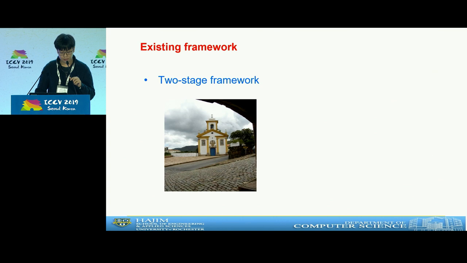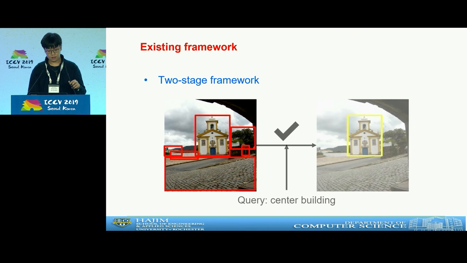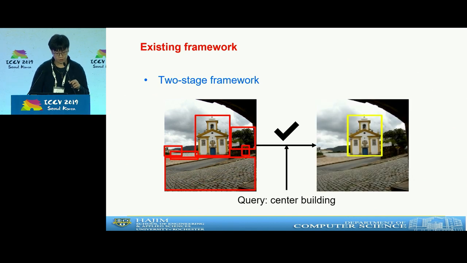Despite the differences in subtasks and the detailed module designs, most previous studies followed the same propose-and-rank two-stage framework. In the first stage, a number of possible candidate regions are generated. Proposals are usually generated purely based on objectness and are independent from the input language query. In the second stage, the regions are ranked with the query-region similarity score, and the region with the highest similarity is outputted as the prediction.